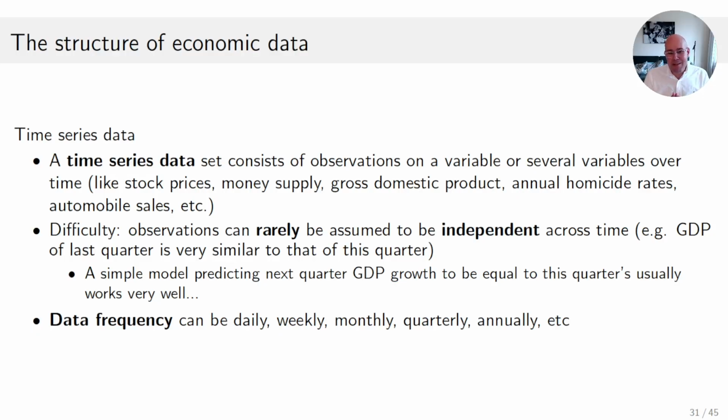The difficulty here is, and we're going to cover this, of course, later in the course, that you cannot think of observations as independent over time, right? So GDP of last quarter is very similar to GDP of this current quarter. Normally it's quite the opposite, right? A simple model predicting next quarter's GDP growth from this quarter's GDP growth actually works really well. So what is happening now is actually a good predictor of what will happen tomorrow. So random sampling is really not happening in the way we have it for cross-sectional data.